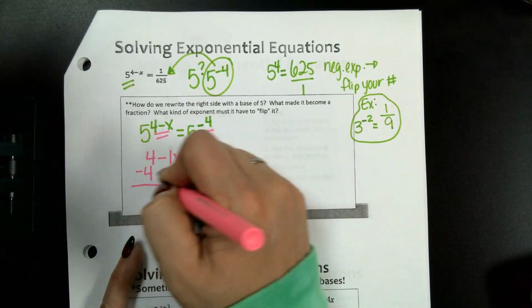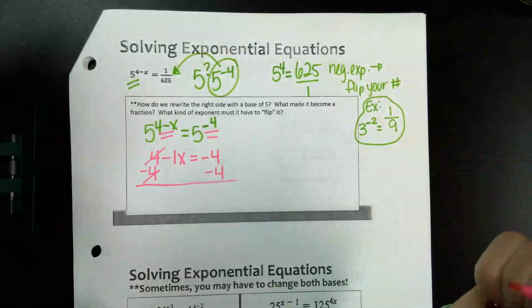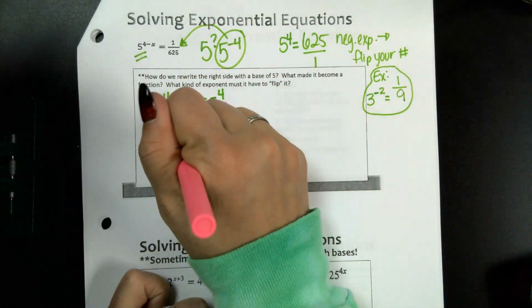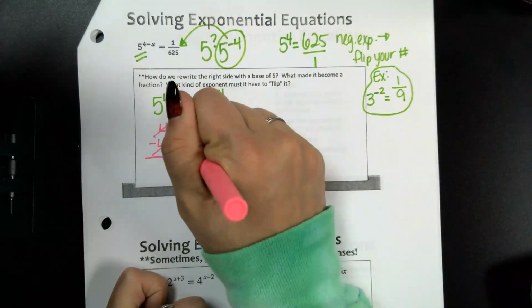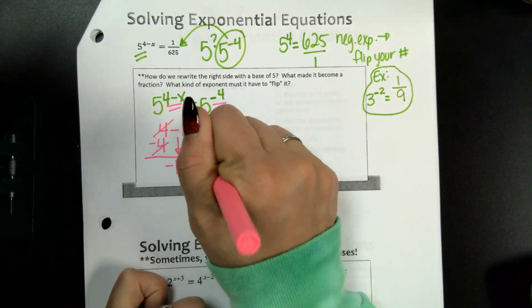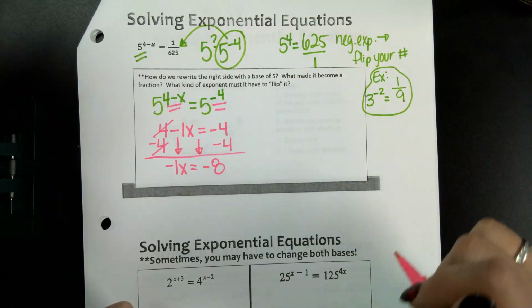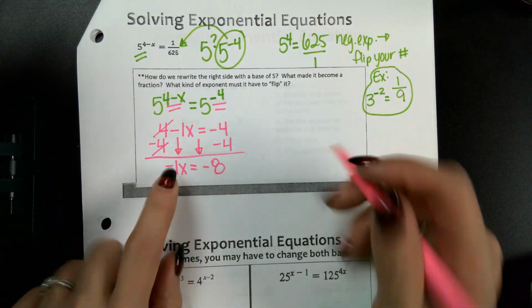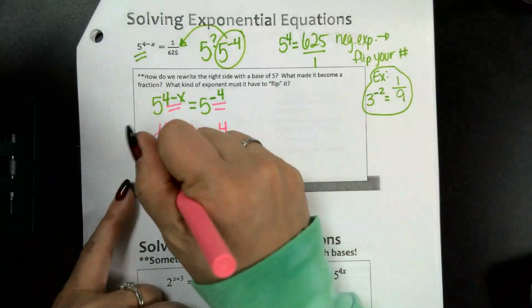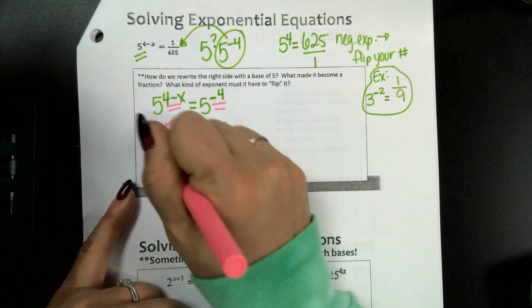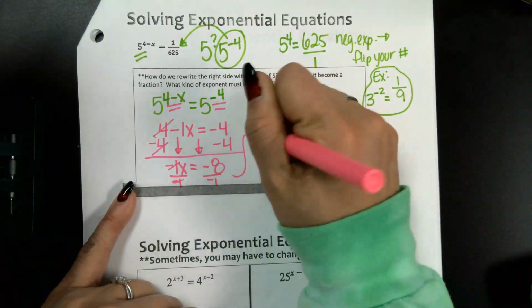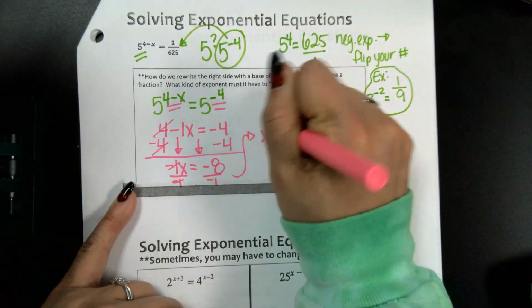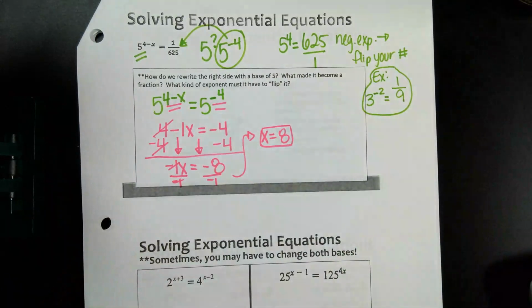We're going to start off by subtracting that 4. Yep, so you end up with negative 1x equals negative 8. And again, like I said, if this were positive 1, you'd be done. But because it's negative 1, we need to do division, and that turns our negative 8 into positive 8. Yep.